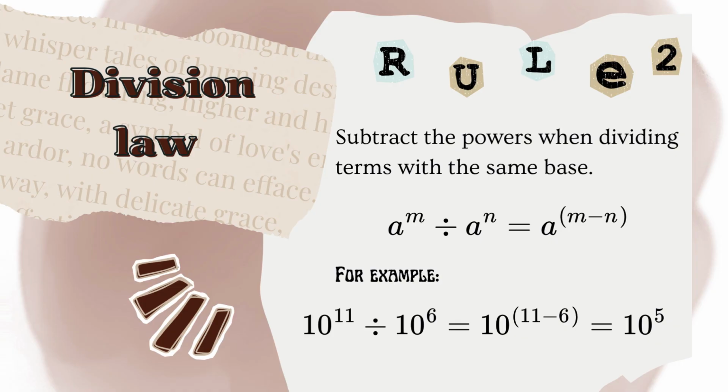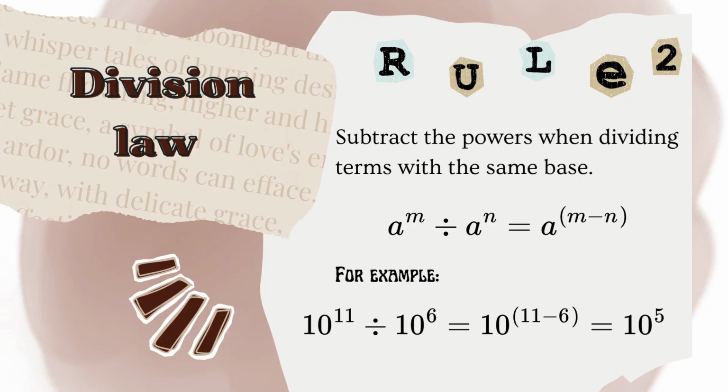We have 10 raised to the power of 11 dividing 10 raised to the power of 6. As you can see, the bases are both 10, so since the bases are the same, we can subtract the power. So we have 10 to the power of 11 minus 6, which is now 10 raised to the power of 5.